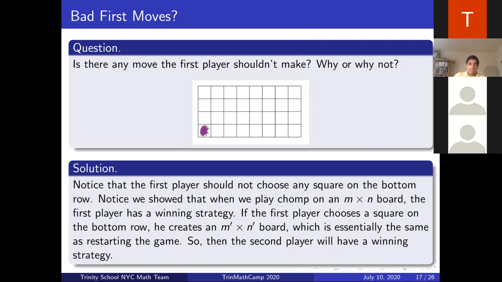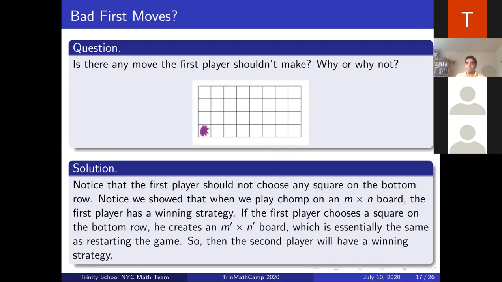So let's talk about a couple of first moves that the player shouldn't make. The first player shouldn't choose any square on the bottom row. Why is this the case? If the first player chooses a piece on the bottom row, we're left with another M by N board, and the second player is dealing with an M by N board. But remember, we showed in the first theorem that when dealing with an M by N board, the first player will always win.